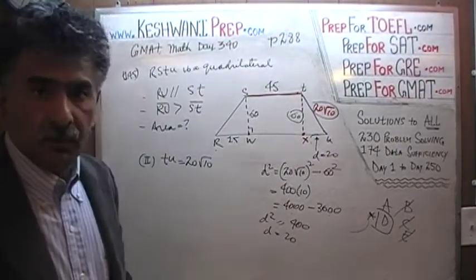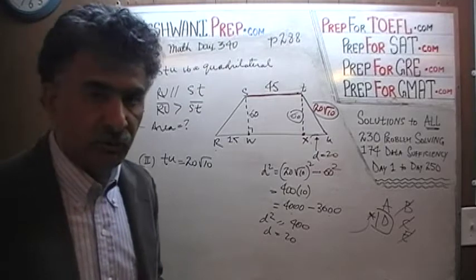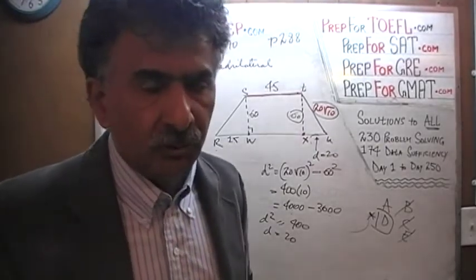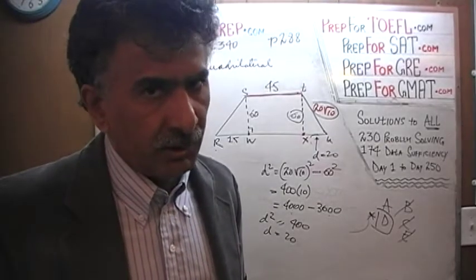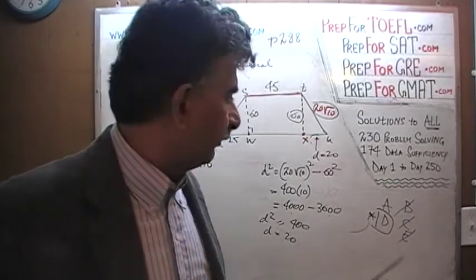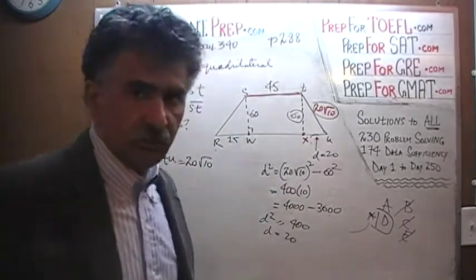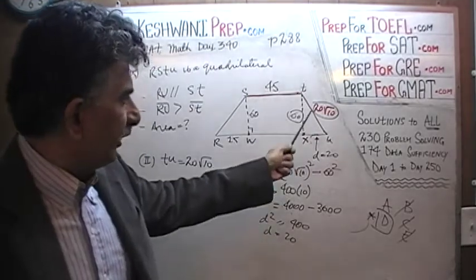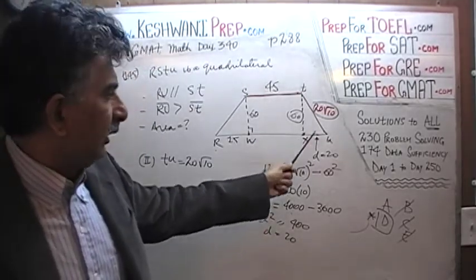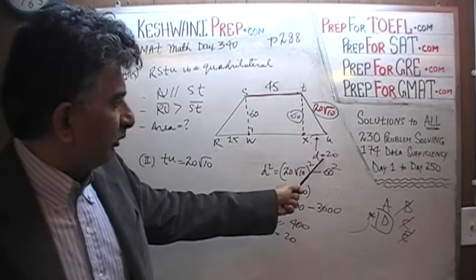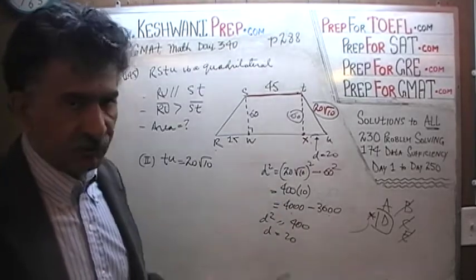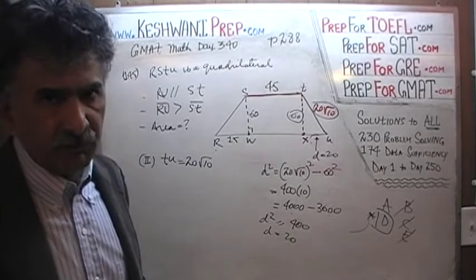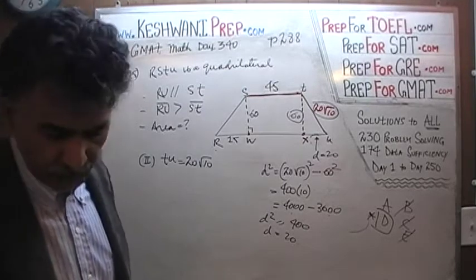The reason I did all this work is to show you one more time that the two statements never contradict each other. If the first statement told us that U to X was 20, the second statement better give us the same answer. Once we have that distance, we can figure out the area of this triangle just like before. It's going to be 1/2 base, which is 20, times the height, which is 60. Same procedure as before, nothing has changed, and therefore it's enough.